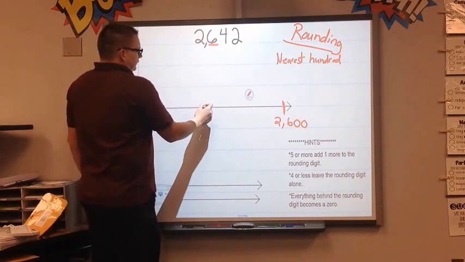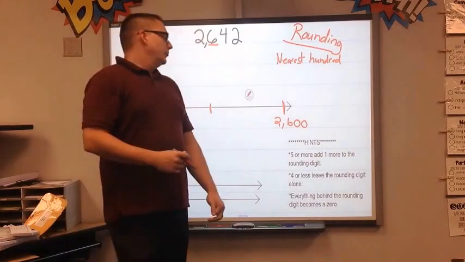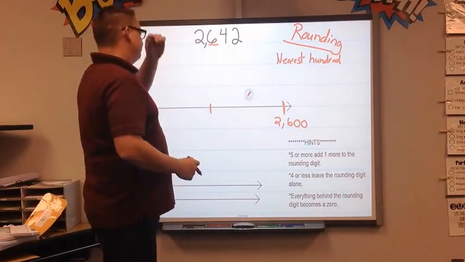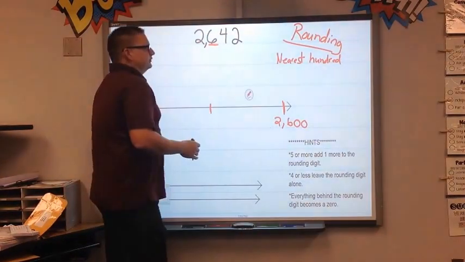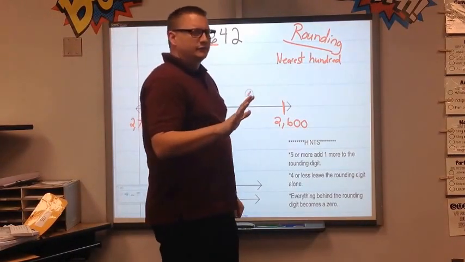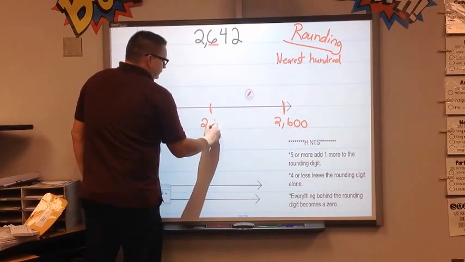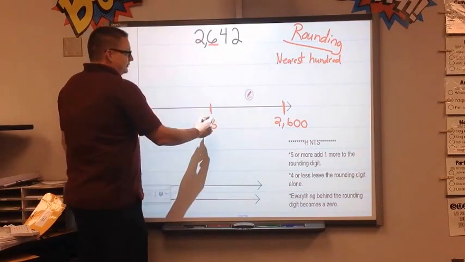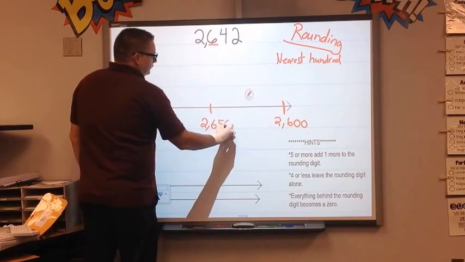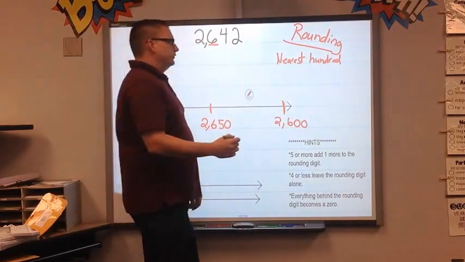Now, the last thing I need to find out on my number line is what's my middle, okay? What goes right in the middle between them? The easiest way to figure this out is you're always going to have a 5 that's going to go somewhere. So here's what I mean. We know 2,650 is going to be your middle, okay? And here's an easy way to remember this, okay?